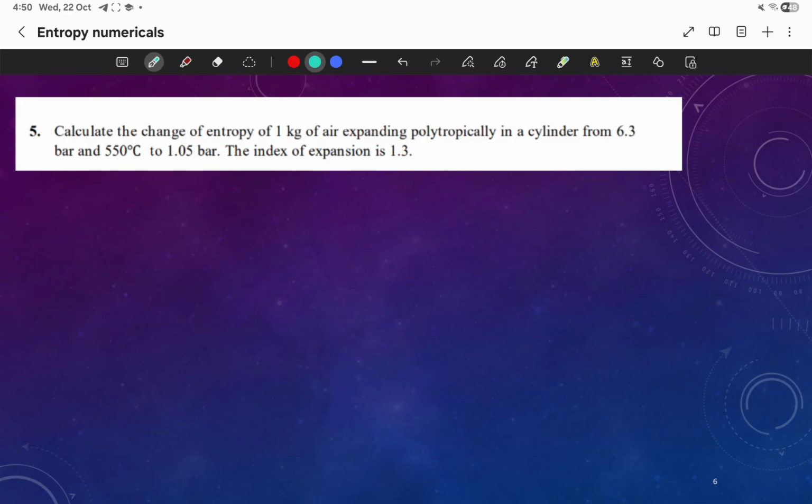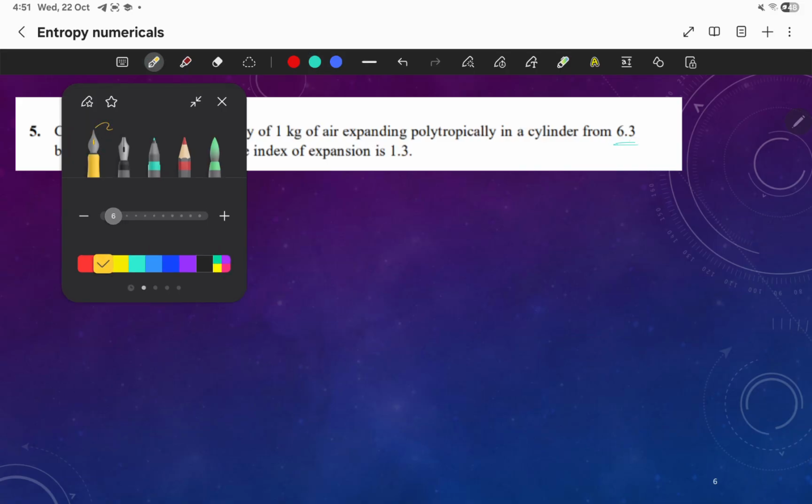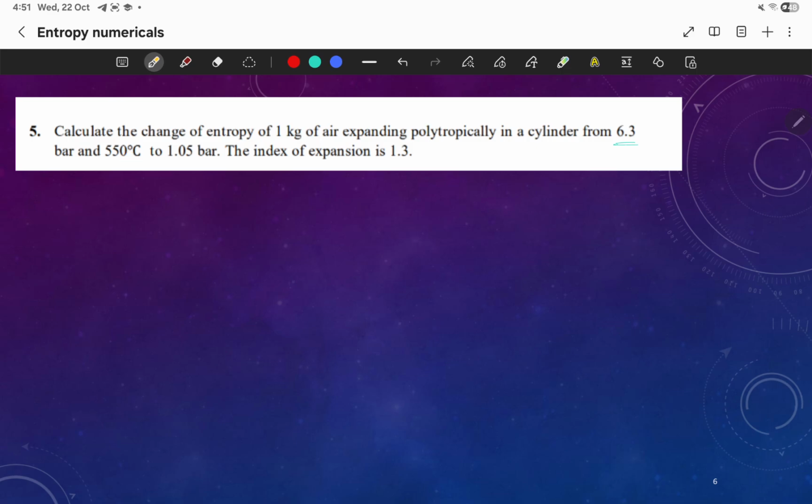It is given: calculate the change in entropy of 1 kg of air expanding polytropically in a cylinder from 6.3 bar and 550 to. Okay. First, let us draw this process on the PV diagram, the PV curve. How will a polytropic process look? So first calculate the change in entropy of the expansion that is taking place here.